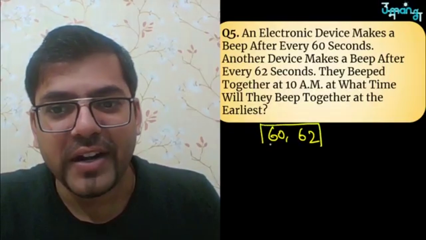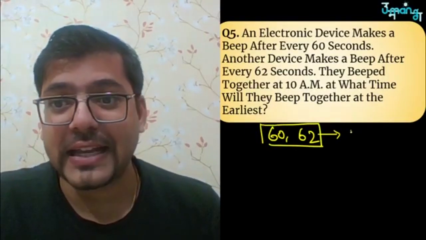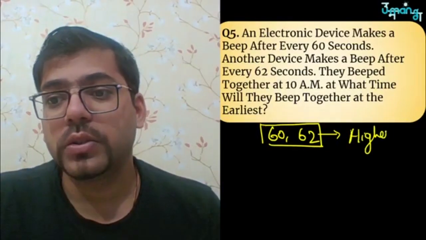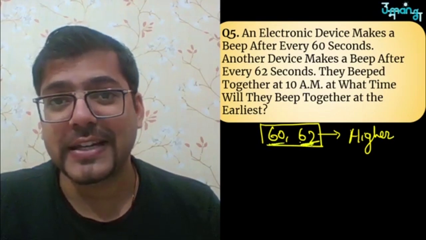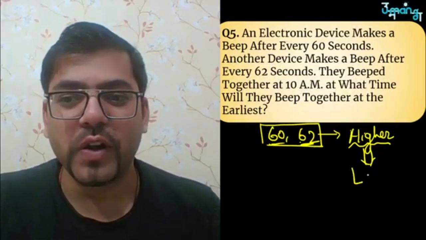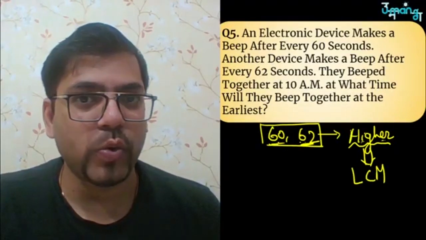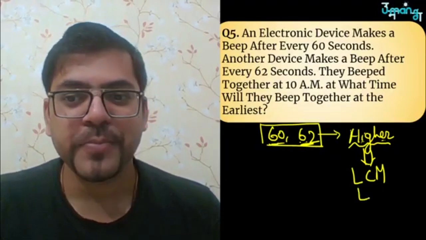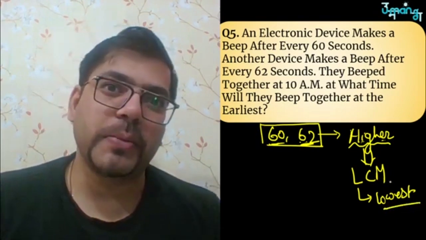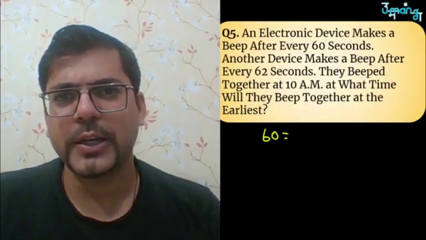So I hope you have understood that the question is asking for a value which is higher compared to these quantities. And if it is a higher value, I have already taught you the trick that you will find the lowest common multiple. If the required value is higher than the given quantities, you find the lowest common multiple. So find the LCM of 60 and 62. So easy now, isn't it?